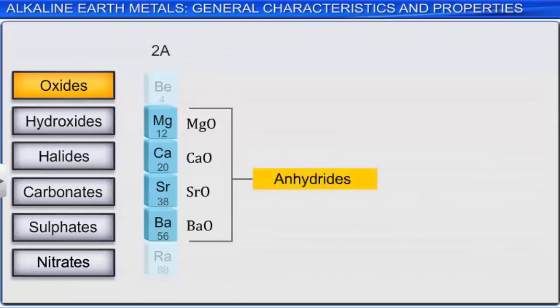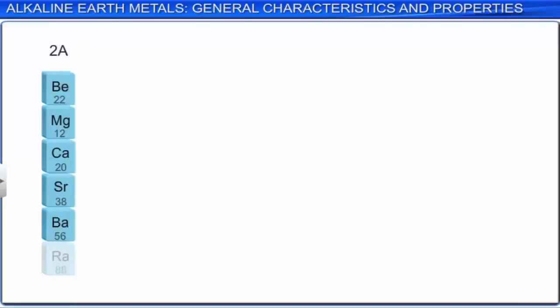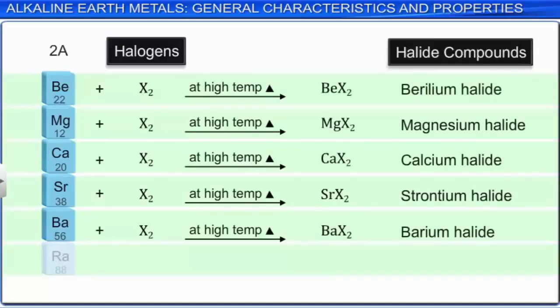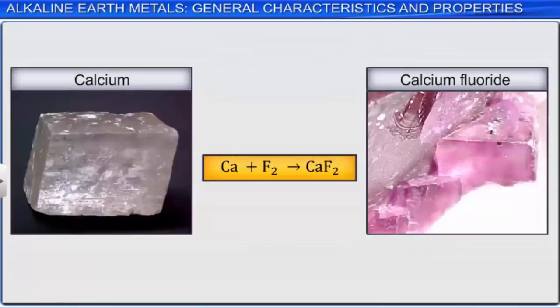This means that they react with water to form metal hydroxides. All the group 2 metals can react with halogens, forming halide compounds. These reactions usually occur at high temperatures. For example, calcium fluoride forms when calcium metal reacts with fluorine gas. A sample of fluorite, a naturally occurring mineral of calcium fluoride, is shown in the photograph.